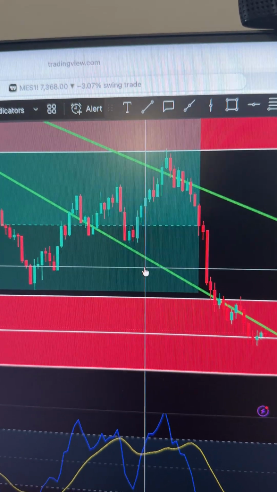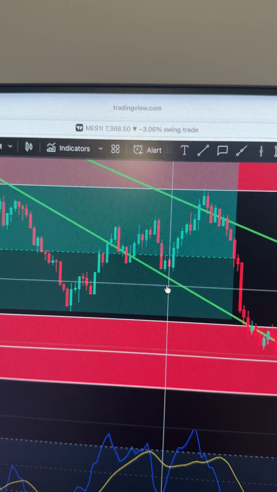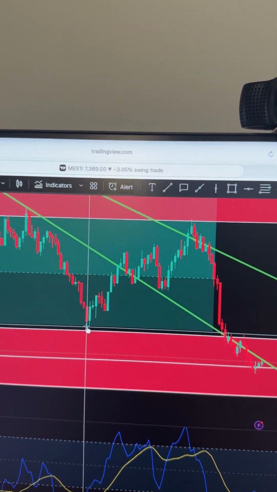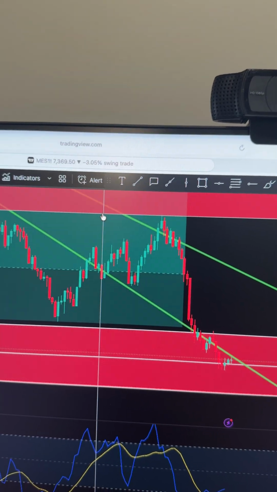So here's what I'm saying about New York session. You got to have a bigger stop. Just look at these candles, right? Imagine that we are taking this bounce, right? This is a bounce from the daily zone up to the next daily zone.